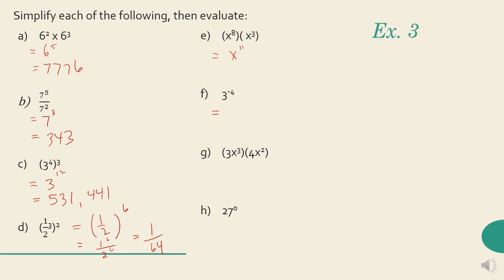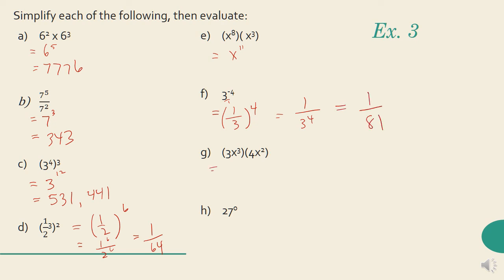A negative exponent. This is the last law we did. You have to flip it. It doesn't look like there's anything to flip here, so you have to remember it's really 3 over 1. Flip that. 1 over 3, make the exponent positive. 1 to the power of 4 is 1. 3 to the power of 4 is 81. So 1 over 81.